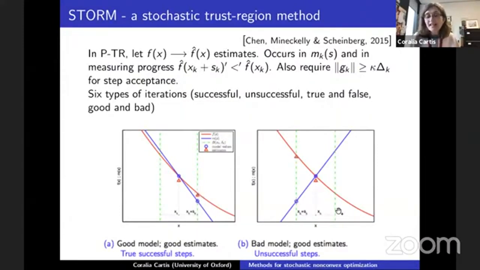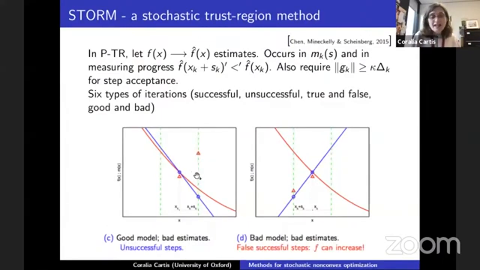What can happen is that I can have a bad model. The function is here, and the estimates, the triangles, are close to the true function, so they are good, but the model is bad. The step is telling me that the function has gone down, but the function has not gone down. Then when I measure progress in the estimates, because the estimates are good, I correctly detect that I shouldn't take this step, and I don't take the step, and then I change the trust region.